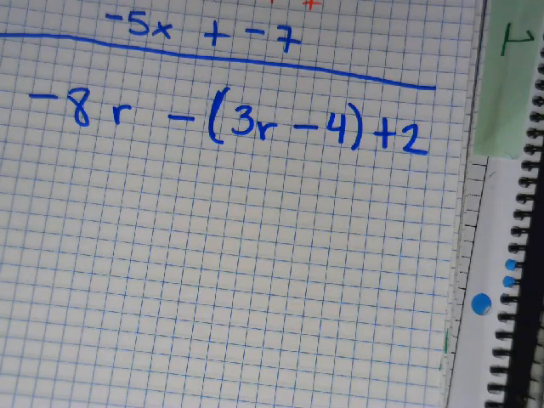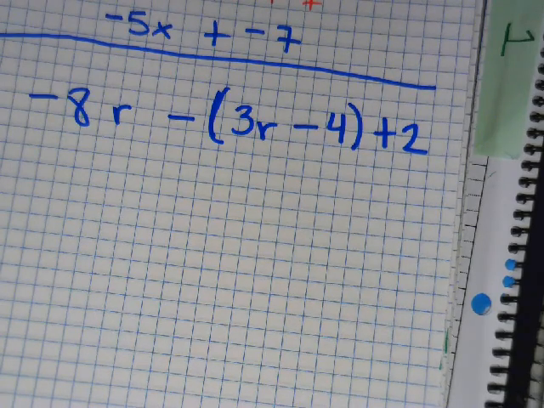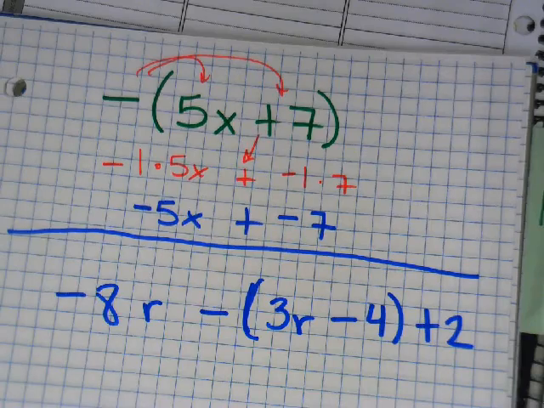Well, start with distributed property, which I just showed you on the example before. So ignore everything and do the exact same thing we did here.